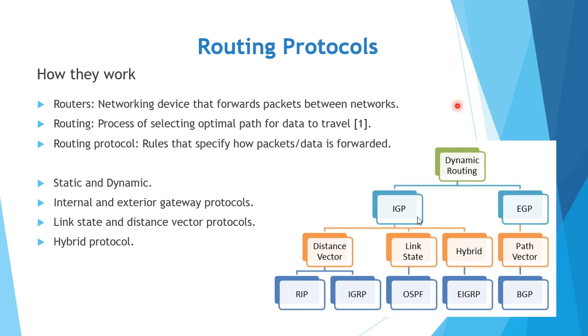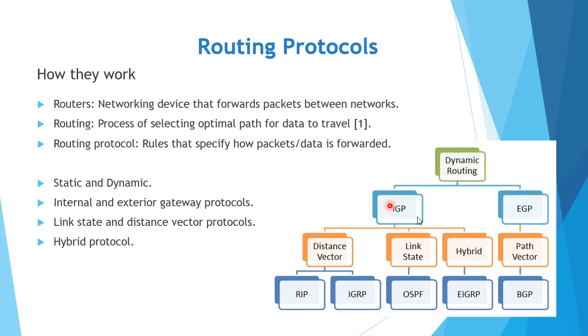So within dynamic routing, we have two main protocols. We've got the interior gateway protocol, IGP. This exchanges routing information within an autonomous system. And then we have the EGP or exterior gateway protocol. This exchanges the information between gateways of various autonomous systems.